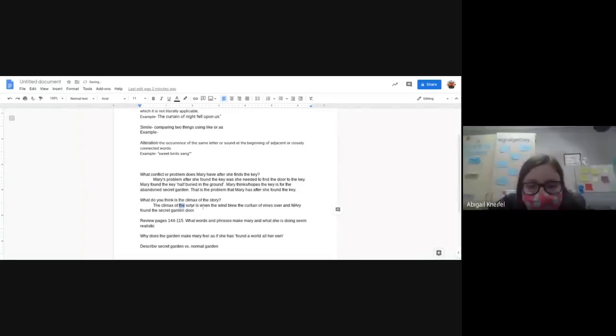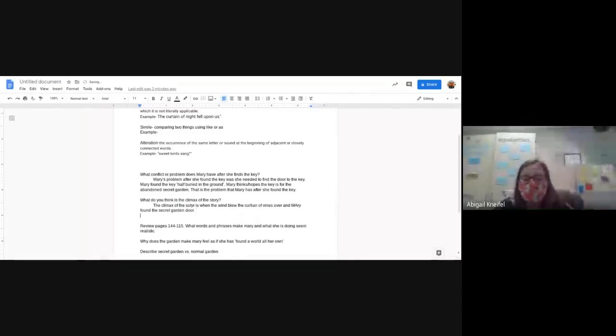The climax of the story: the wind blew the vines over and Mary found the secret garden door. Awesome. That is a totally great climax. And that's what Molly considers to be the climax. Ava said it's when she went in the secret door, which is totally fine that you think that's the climax. So I'm going to write a sentence for what Ava thought.